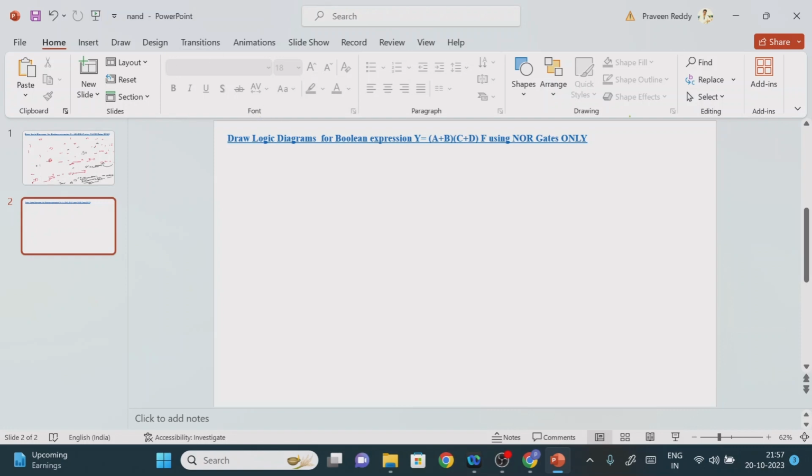Before going to that, we need to understand one basic thing. NOR gate is a combination of the OR gate plus NOT gate. It means that whenever in your design procedure you find the OR gate, you can directly replace it with the NOR gate. Again, if you find the NOT gate, you can directly replace it with the NOR gate. But if you find the AND gate, you cannot directly replace it with the NOR gate. The reason is that the AND gate is not part of the NOR gate design. So these rules you have to remember.